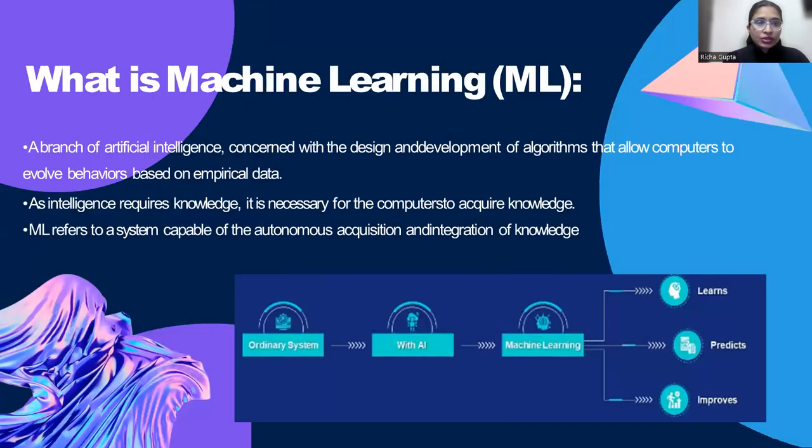Machine learning is a branch of artificial intelligence, which is concerned with the design and development of algorithms. It works by using algorithms that constantly search for patterns, looking for data that can be understood and grouped together. It uses this data and these algorithms to help it learn from the past and make guesses and predictions about the future. So it imitates human-like intelligence. This diagram shows how the ordinary system has evolved into machine learning, and now it can learn, predict, and improve our data or the model.